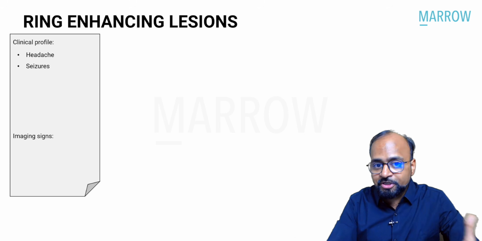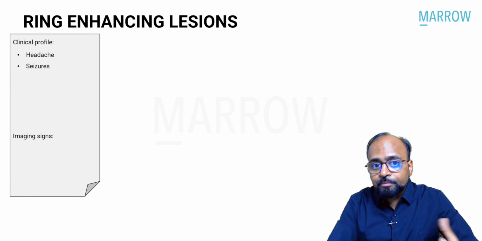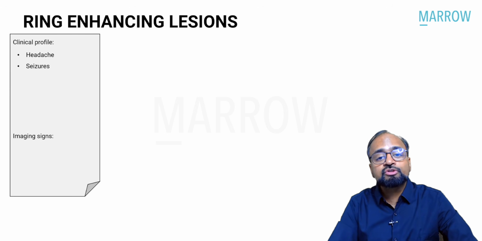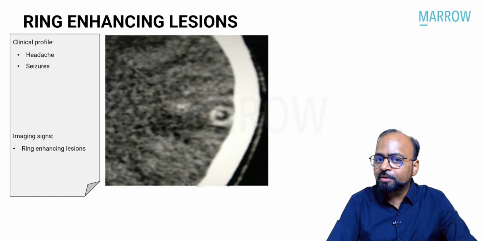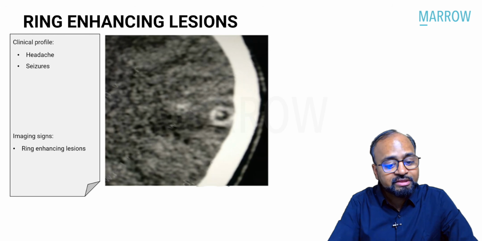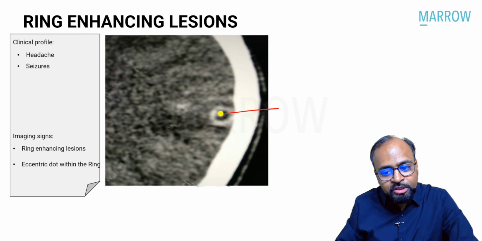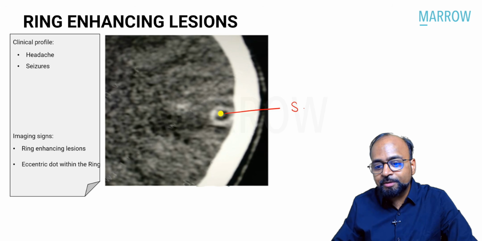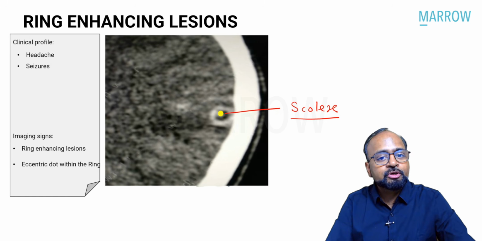Now, there is a patient who presents with headache and seizures, right? Usually, there could be fever, there could not be fever, there is no history of pulmonary TB infection, no signs of meningitis, but there is a ring enhancing lesion. What is so peculiar about this ring enhancing lesion is that there is an eccentric dot within that ring enhancing lesion. So when you see a ring enhancing lesion and you see an eccentric dot within it, this eccentric dot, friends, represents what? It represents the scolex of the parasite, and hence once you see this dot, you are able to clinch the diagnosis.